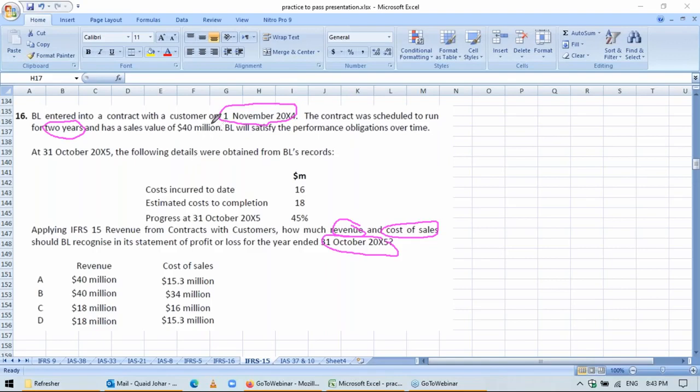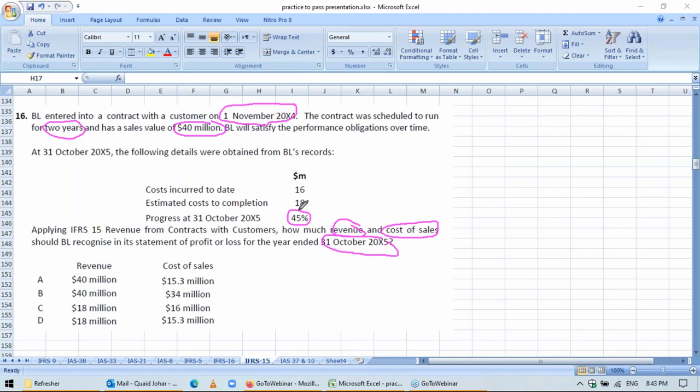Now what happens? The sales value of the full contract is 40 million. You can't recognize the full revenue of 40 million. You have to recognize some portion. How much? According to the progress. So what portion has been worked till now? What obligation has been discharged till now? It is 45%. So you will recognize 45% of the revenue and 45% of the cost. By doing this, the profit recognized will also be 45%.